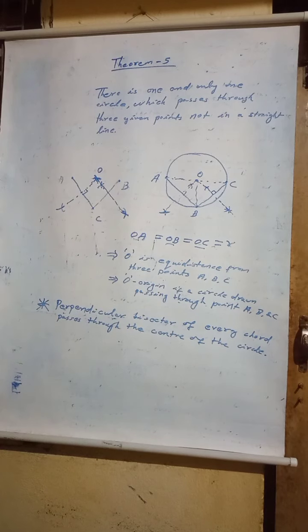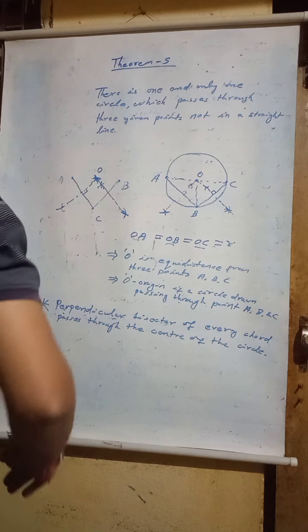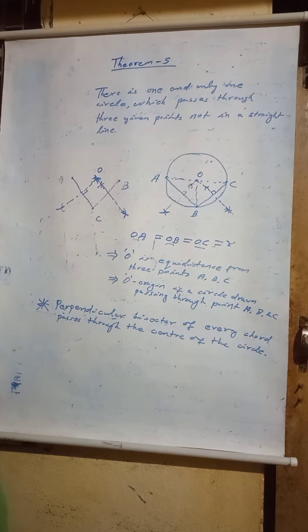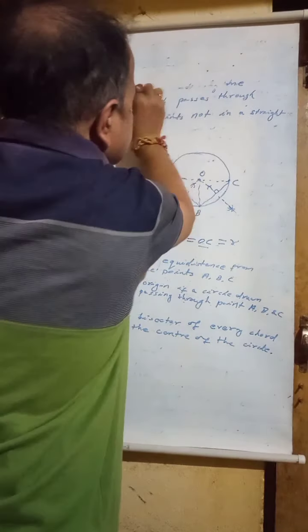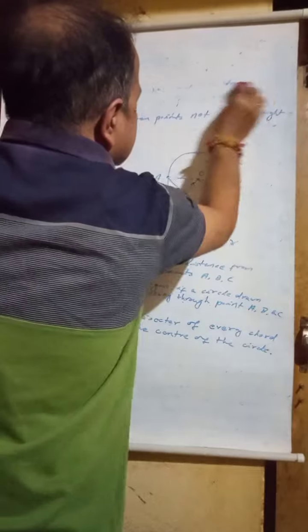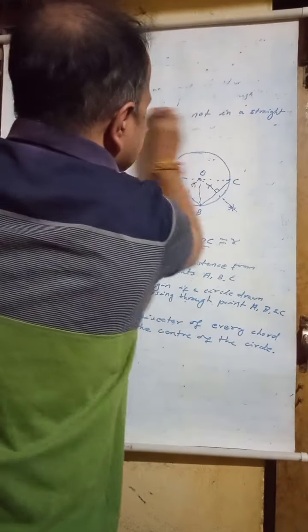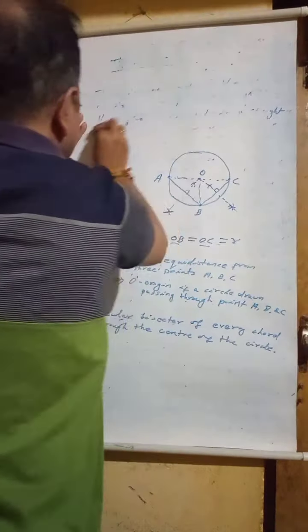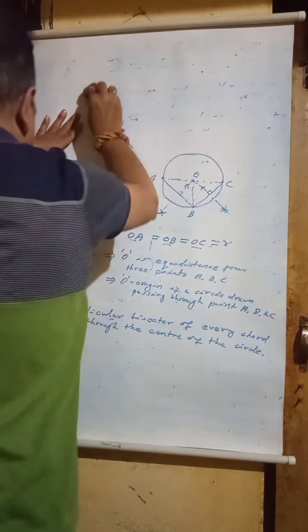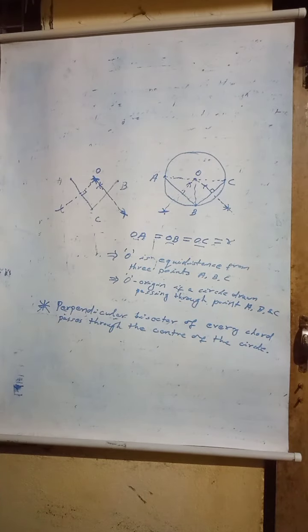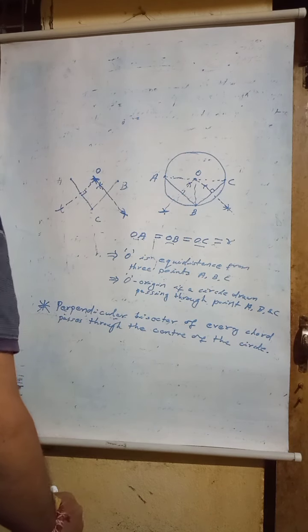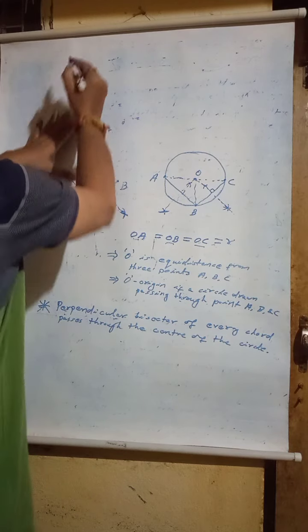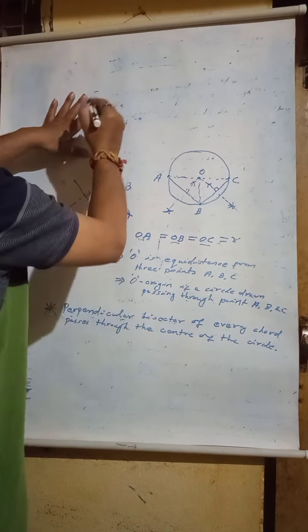Okay? So a perpendicular bisector passes through the center of the circle. Now, arc and chord. Equal arc and chord. Now you are getting, this is a circle.